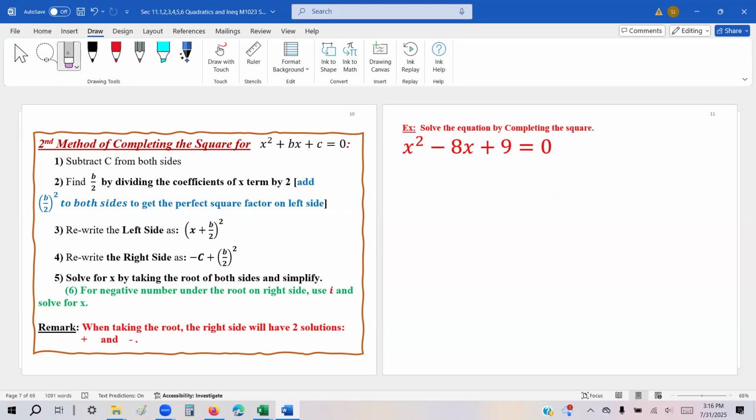Since it's not factorable, we still can solve it by completing the square. Or can we use the quadratic formula? You can use quadratic formula, but guess what? Almost 90% of students forget the quadratic formula. So if you are among those who can't remember the quadratic formula correctly, don't waste your time on it. Use complete the square. We are going to learn that now.